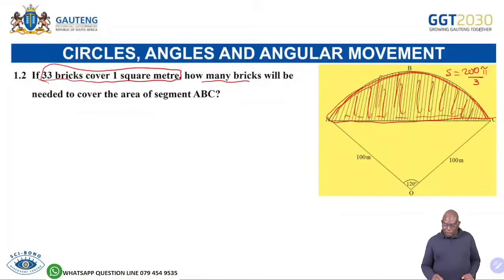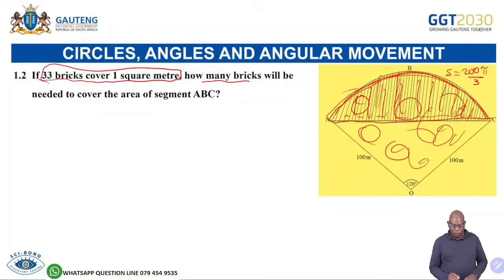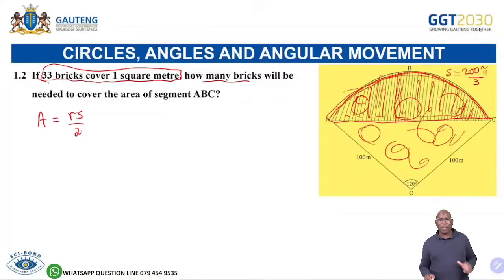And to get the formula for the area of this, it's a bit of a challenge. But I know the area of the whole, because I know the formula for the area of the whole. What is the formula for the area of the whole? Remember, the formula for the area of the sector is RS over 2. That you know, it's there in the formula sheet.